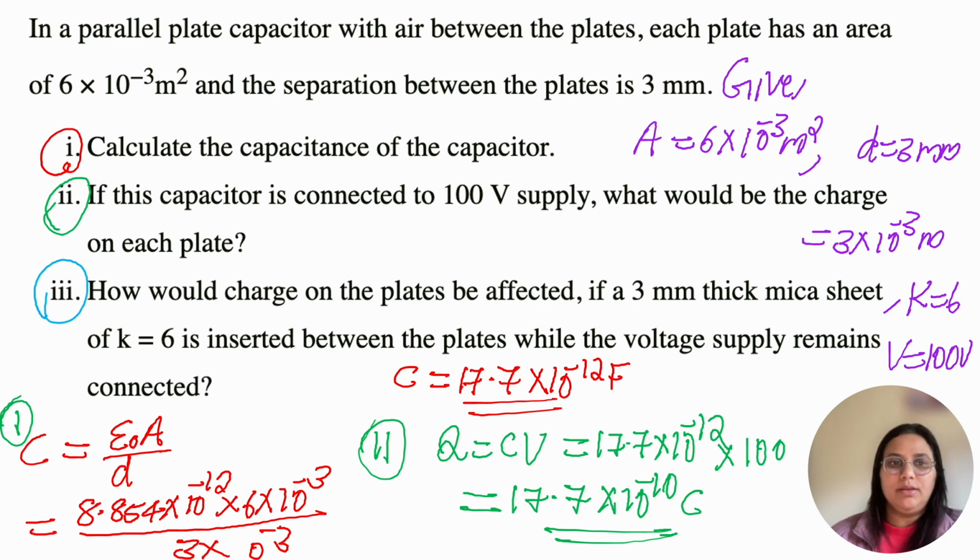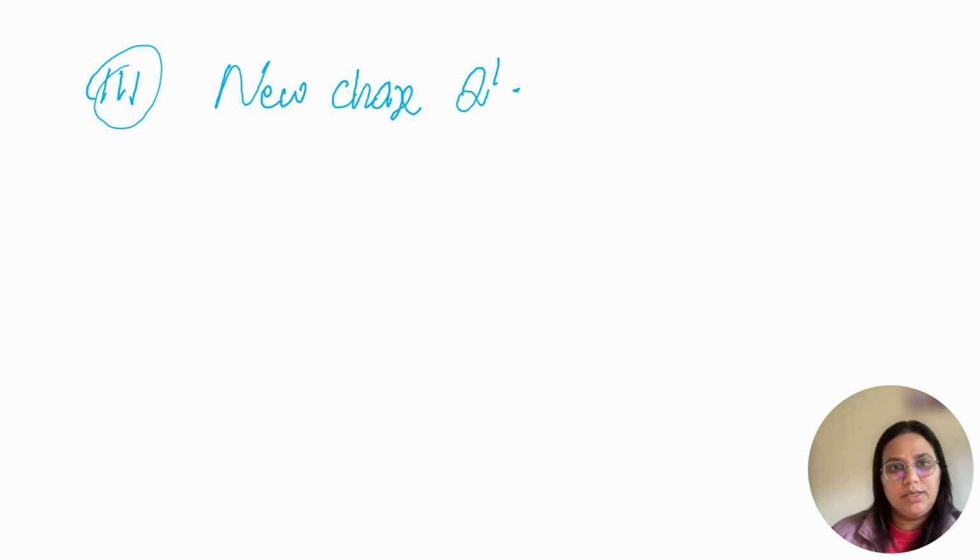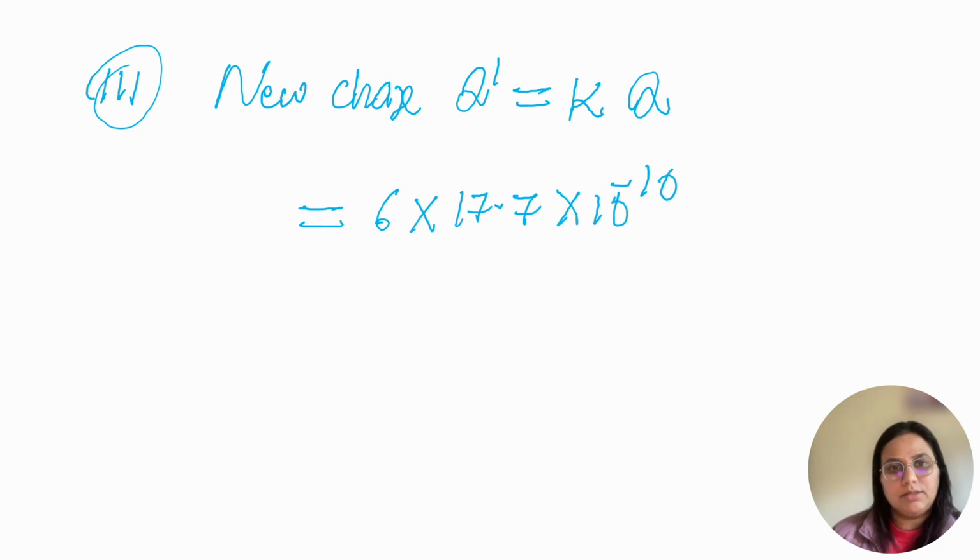For the third question, how would the charge on the plate be affected if a 3 millimeter thick mica sheet of K is equal to 6 is inserted between the plates while the voltage supply remains connected? To calculate the new charge, for the third question, new charge Q dash you can write as dielectric constant into the charge Q, which we already calculated. So 6 times 17.7 into 10 power of minus 10. So what do you get here? 1.062 into 10 power of minus 8 coulomb.